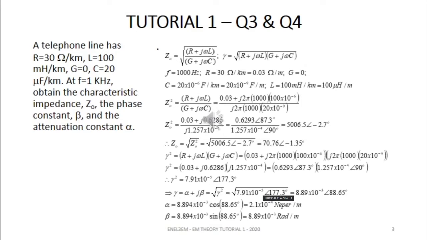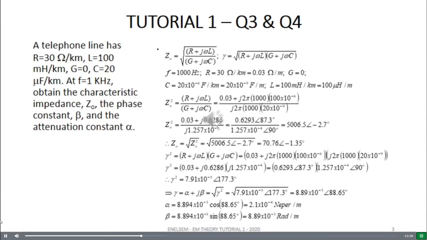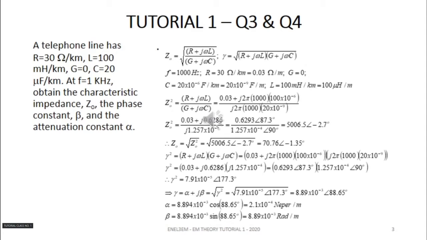Now our gamma squared, again we have that expression, which is R plus j omega L into G plus j omega C. And when we expand this, we find that our gamma squared is 7.91 times 10 to the minus 5, and the angle is 177.3 degrees. And therefore our gamma, which is alpha plus j beta, simply the square root of gamma squared, is 8.89 times 10 to the minus 3, and the angle is 88.65 degrees.